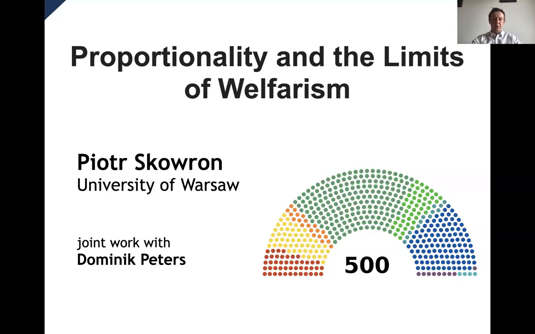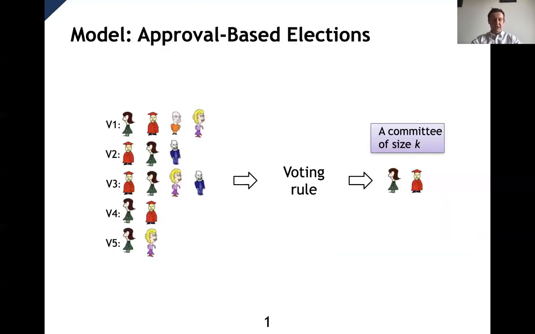In our work, we are dealing with a model for approval-based committee elections. In this model, we are given a set of candidates and a set of voters, and the voters express their preferences by approving subsets of candidates. For example, in here, voter V1 approves 4 candidates, the green, the red, the orange, and the pink one. Voter V2 approves 3 candidates, voter V3 approves 4 candidates, and the remaining 2 voters approve 2 candidates each.